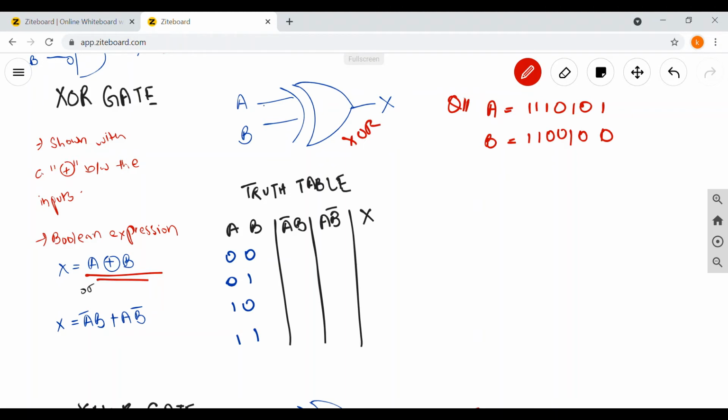And let's make the truth table now. So first we're gonna give the output for a bar b, then we're gonna give the output for a b bar, and then we're just gonna add these two together, or apply the OR gate, and that's basically just going to be the output.